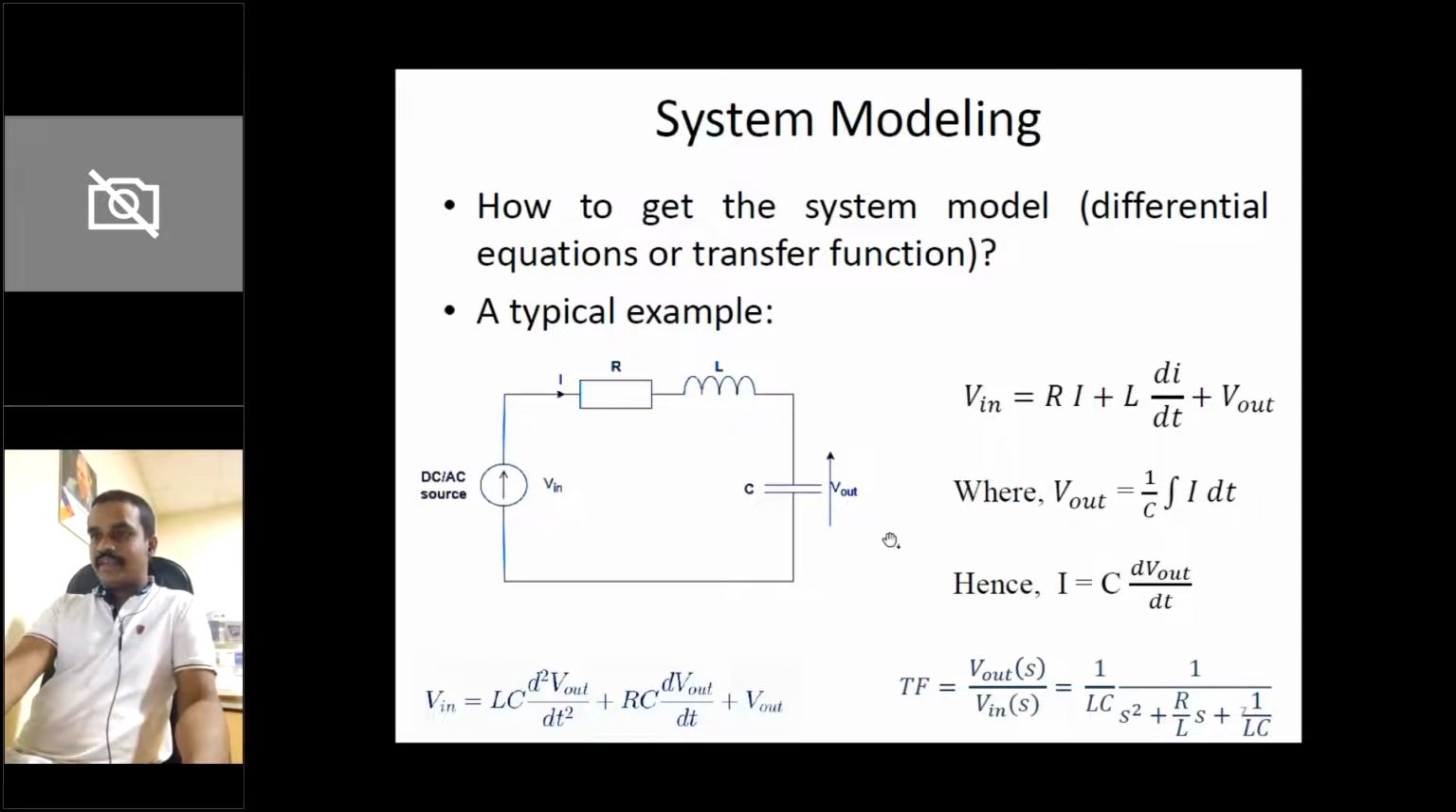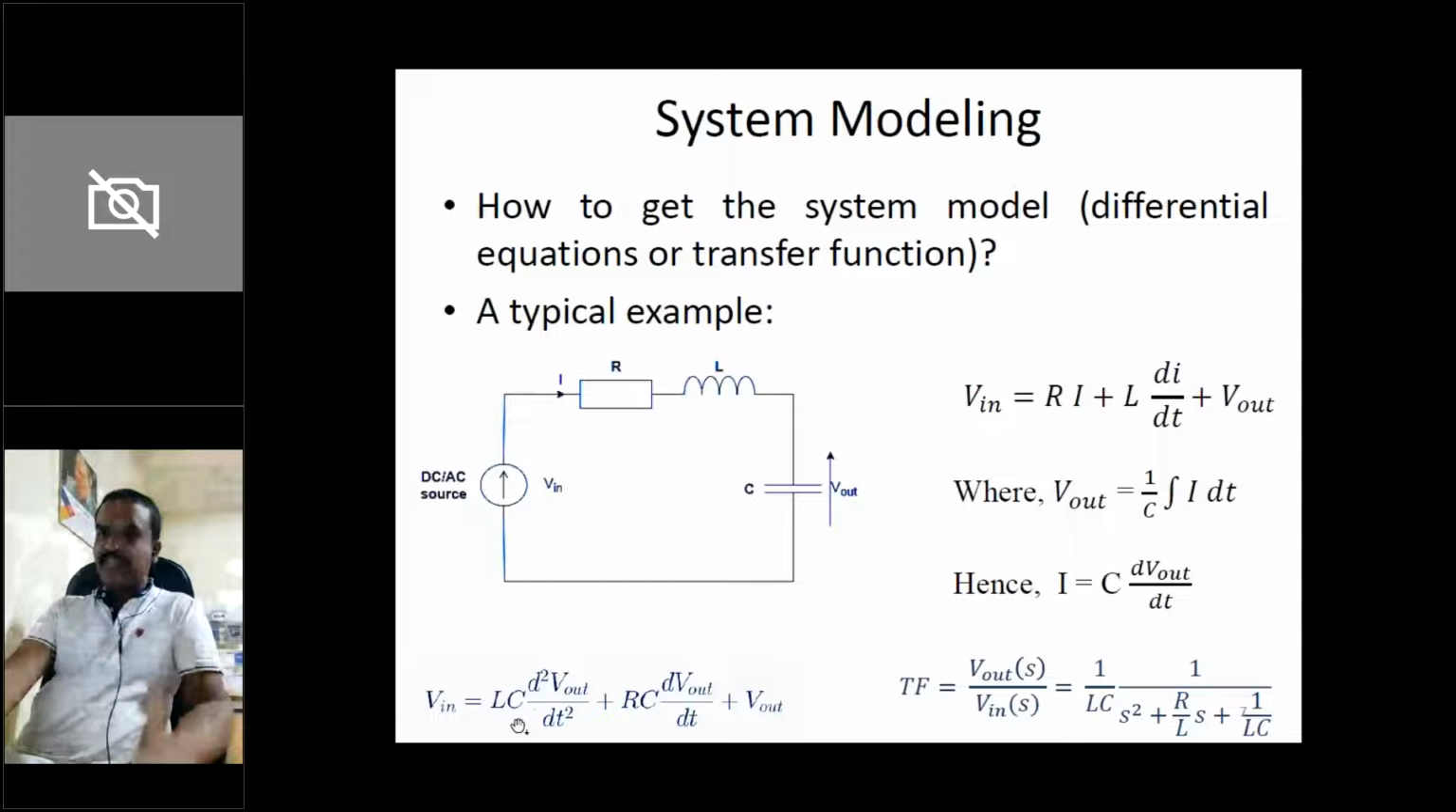So V out, the voltage across this capacitor, is 1 by C integral of I dt. If I take the differentiation on both sides and shift this C over, then that becomes I equal to C into dV out by dt. Now in this voltage equation, if I substitute this I value, V in will become R into C dV out by dt plus L into di by dt.